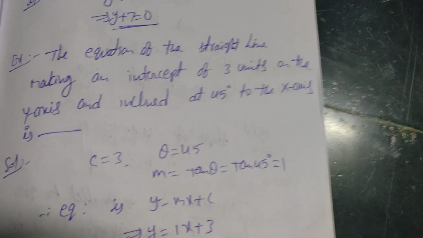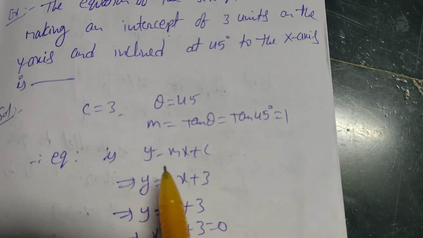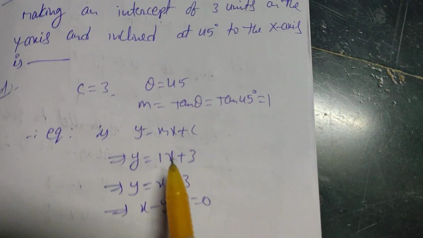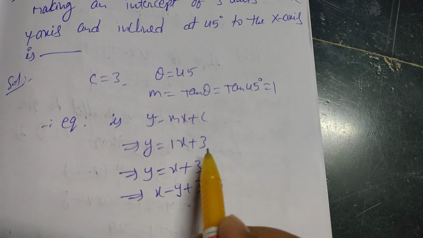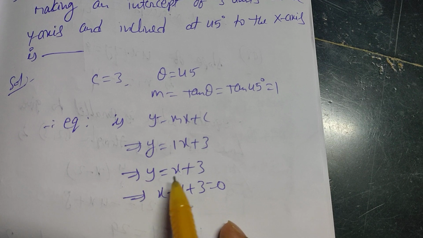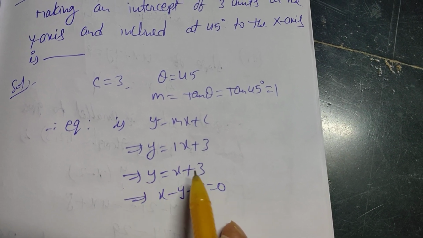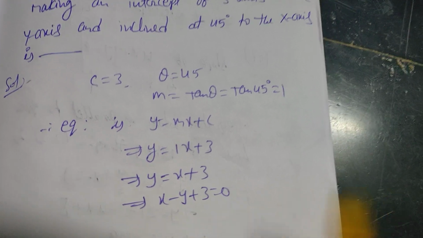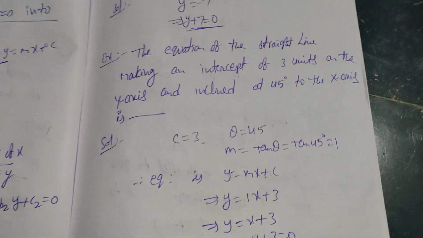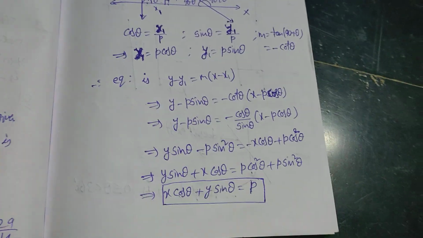So the equation of the required line is nothing but y is equal to mx plus c. So y is equal to 1 into x plus 3. So 1 into x means x only. So y is equal to x plus 3, or if you transpose y to the right side, it gives x minus y plus 3 is equal to 0. Okay, next one.